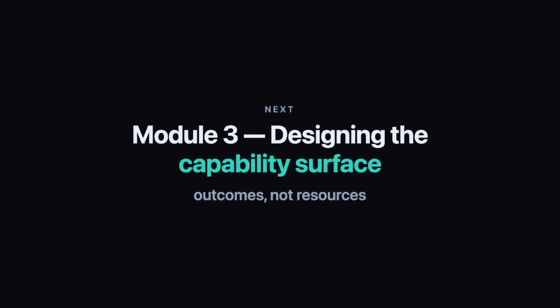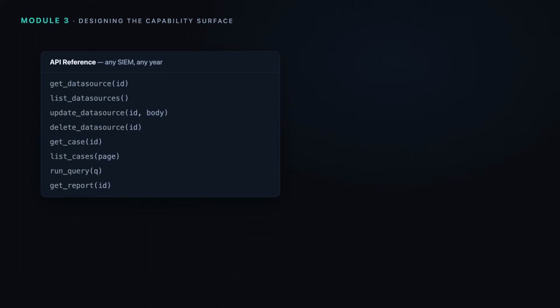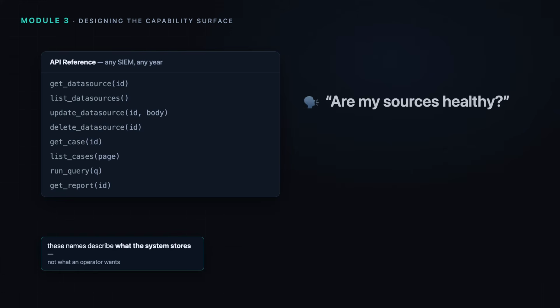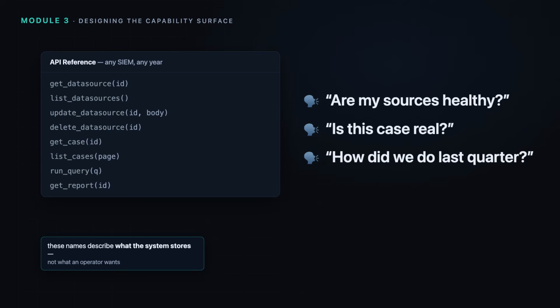Capabilities named for outcomes, not resources. Look at the names in any SIEM's API documentation, and you'll see the same vocabulary. Get data source, list data sources, update data source, run query. Those names describe what the system stores, not what an operator wants. Nobody has ever walked into a SOC and asked for a data source by ID. They ask, are my sources healthy? Is this case real? How did we do last quarter?